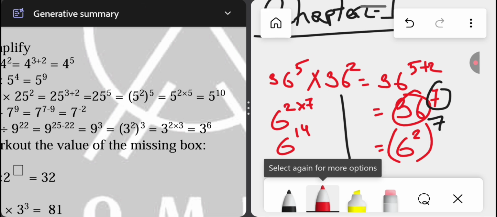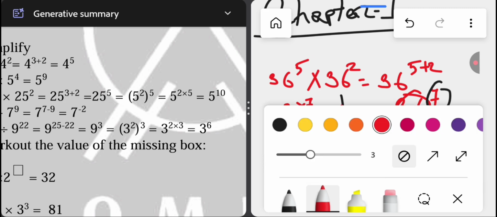For example, here see, 36 to the power 5 into 36 whole square, which is equals to 36 to the power 7, or we can say 36 to the power 5 plus 7. Now as we know that 36 can be written as a power of 6, but 6 cannot be written as a power of, or as a square of anything.